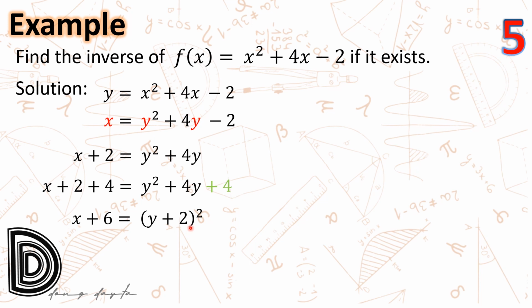Getting the square root of both sides, we get the square root of x plus 6 equals y plus 2. And we know that the square root of x plus 6 yields a positive and a negative value. Then we'll have y equals, subtracting 2 from both sides, negative 2 plus or minus the square root of x plus 6.